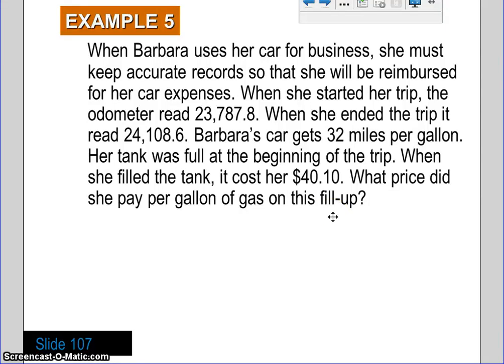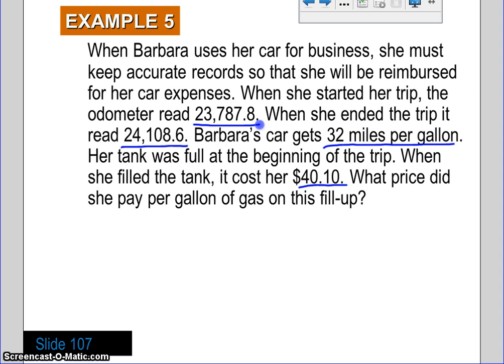Okay, we actually have 3 more examples to go, so let's start with example 5. It says when Barbara used her car for business, she must keep accurate records so that she will be reimbursed for her car expenses. When she started her trip, the odometer read 23,787.8 miles. And when she ended the trip, it read 24,108.6 miles. Barbara's car gets 32 miles to the gallon. Her tank was full at the beginning of the trip, and when she filled her tank, it cost her $40.10. What price per gallon did she pay for her trip?